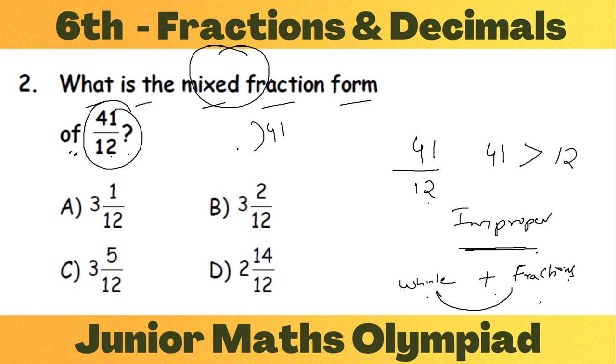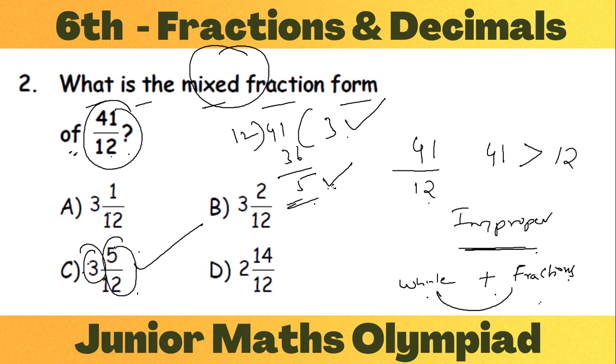So let's divide 41 with 12. 12 3 times 36. 5 will be remaining. So the quotient is 3. Remainder is 5. So 3 5 by 12. Option C is correct. Combination of whole number, combination of fraction. So mixed fraction. So answer option C is correct.